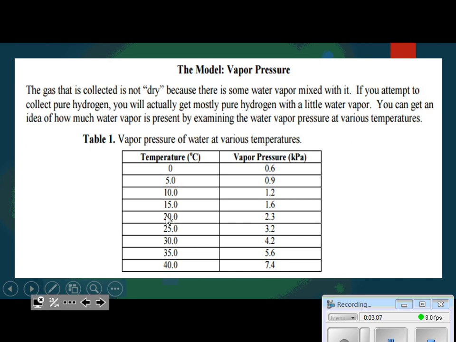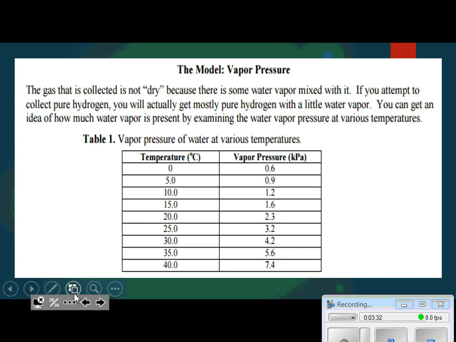So what I'm showing you right here would be something that you would be given in a problem, or you'd have a table of values that you would look up. Okay, it wouldn't be something that I would expect you to know just off the top of your head or from experimentation. Somebody's already done the experiments to get this. So what you would look at is, okay, I need to know what temperature I collected this gas at, and then I match my temperature.